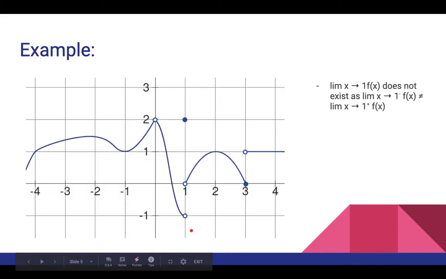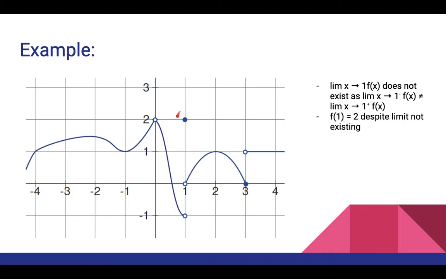So as an example, we can see that as x approaches 1, the limit does not exist because as x approaches 1 from the left-hand side, our function value tends toward, better said, negative 1. While we approach 1 from the right side, we see our function value tends towards 0. However, f of 1 does exist because we can see that there's a closed dot right here, so f of 1 is equal to 2. f of 0 does not exist.